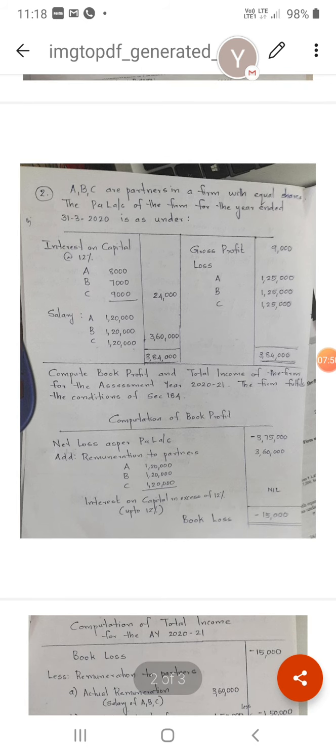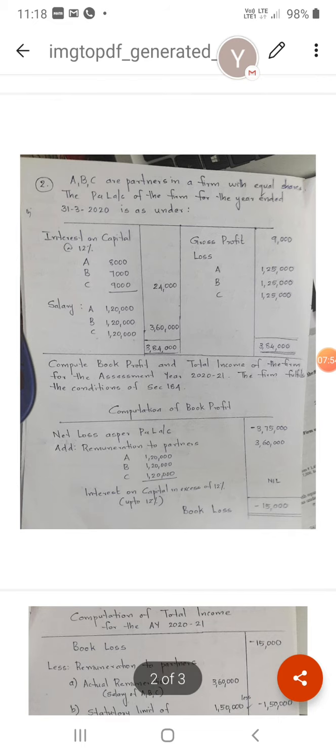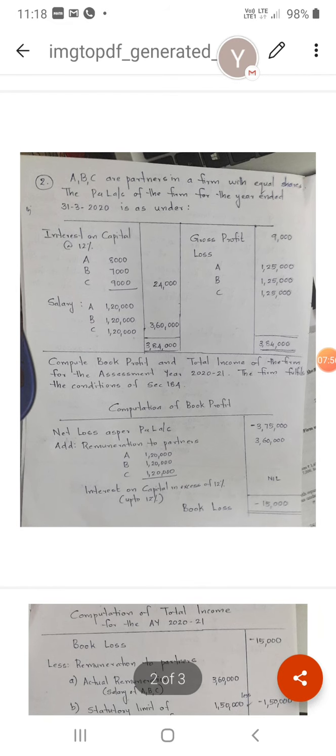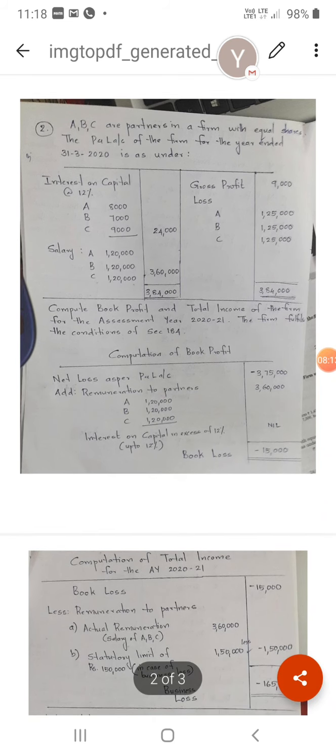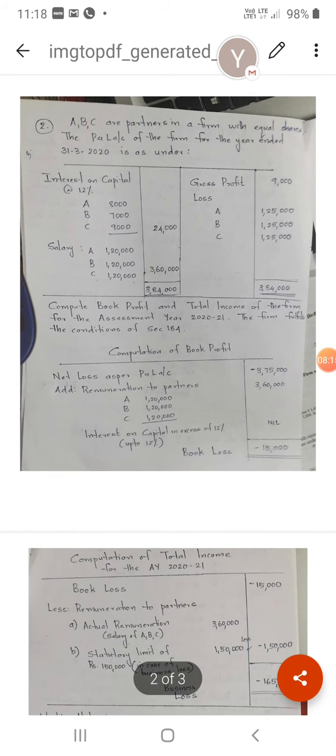Then compute the book profit and the total income of the firm for the assessment year. You have to find out both, that means book profit as well as total income. The firm fulfills the conditions of section 184. So first, the same aspect, we want to find out the book profit. In the case of book profit, what is the first item we have to include?